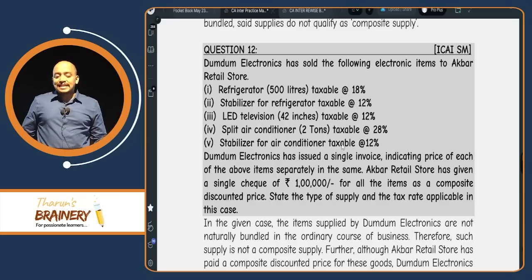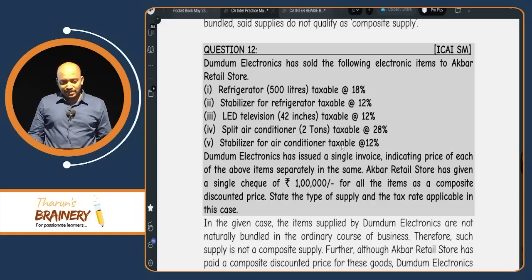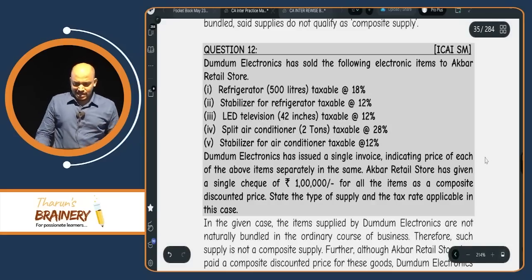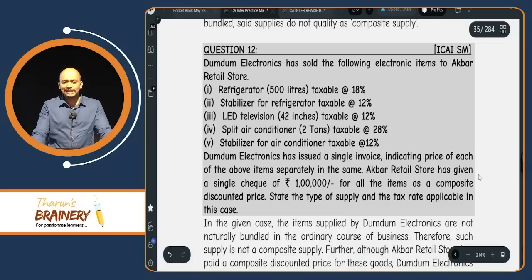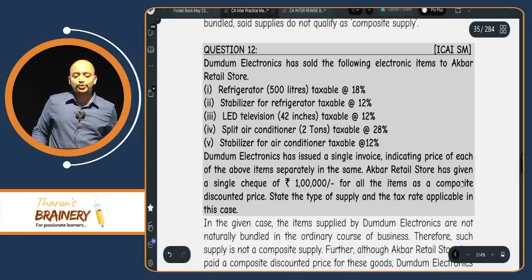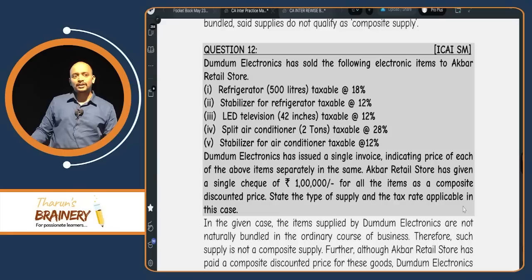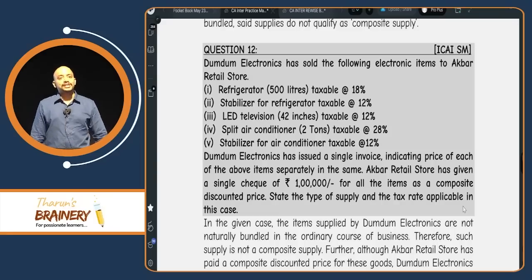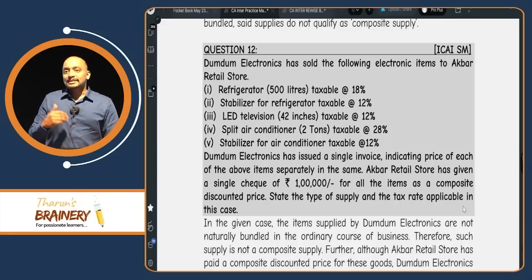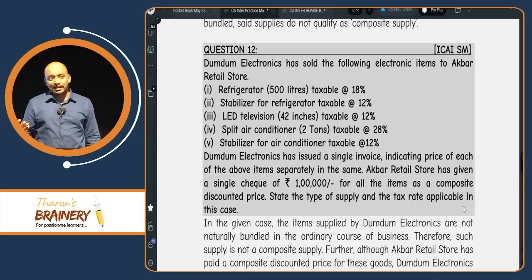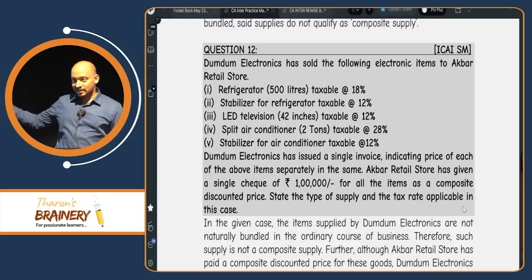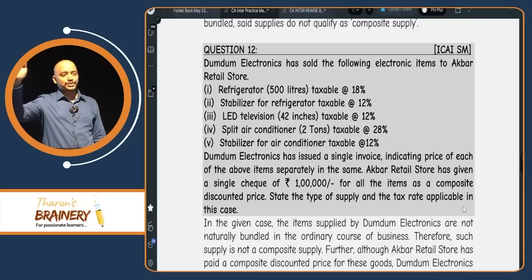They have issued a single invoice indicating the price of each of the above items separately. Akbar retail store has given a single cheque of 1 lakh for all the items as a composite discounted price. State the type of supply and tax rate applicable. Is it a composite supply? No. Why is it not a composite supply? The reason you will write: these are not naturally bundled in the ordinary course of business. Therefore, it is not a composite supply.